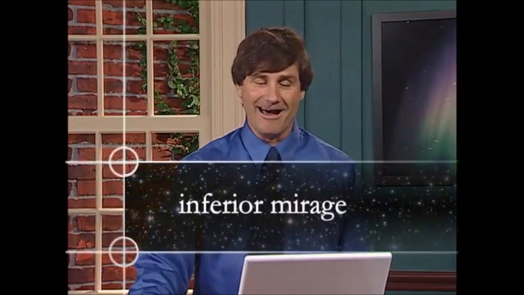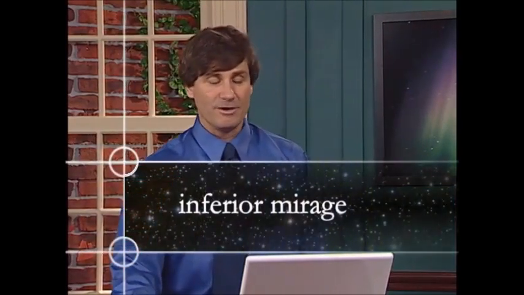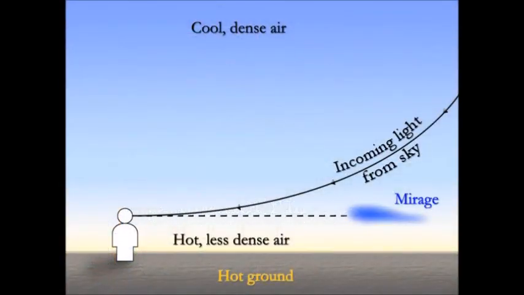So let's consider the two main kinds of mirages. The first is called the inferior mirage. That's what happens when you have hot ground heating up the air just above it with a cool, denser layer of air above that. In that case, an incoming light ray gets bent toward the denser, cooler air. So it gets bent in this direction, sort of concave up, and it enters your eye like so.